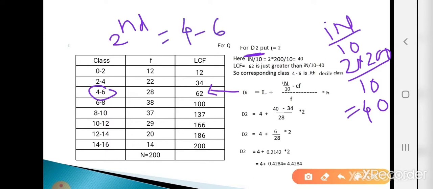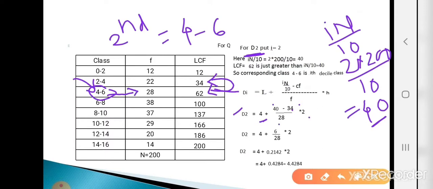So the formula for calculating the deciles is Di is equal to L plus (iN divided by 10 minus CF) upon F into H. Now put i is equal to 2. So D2 is equal to, what is the value of L here? L is the lower limit of the second decile class. So the lower limit is 4. Now iN divided by 10 value is 40. Now CF is the LCF before the second decile class. So which LCF value is before the decile class? 34. So 34. Now divided by F. F is the frequency of the second decile class. So the frequency of that class is 28.